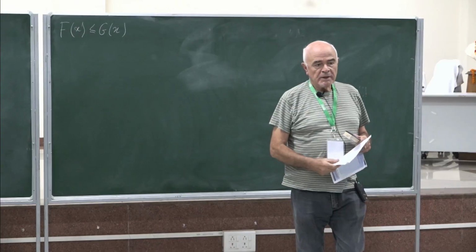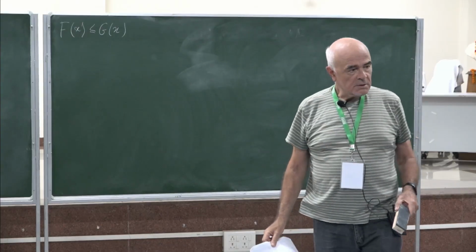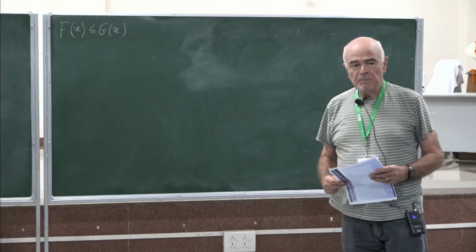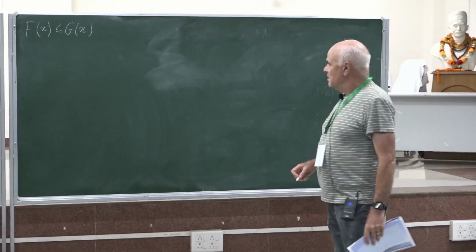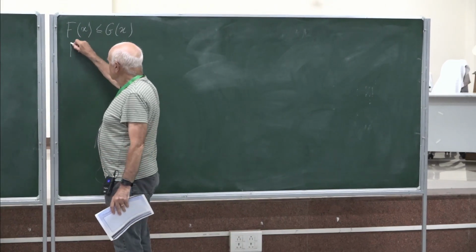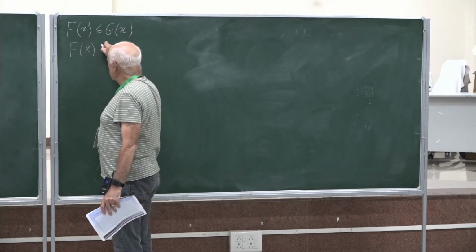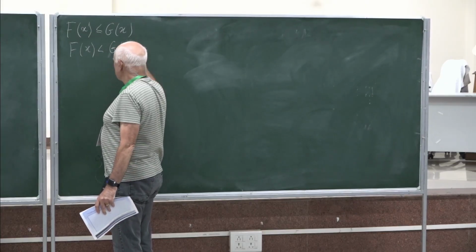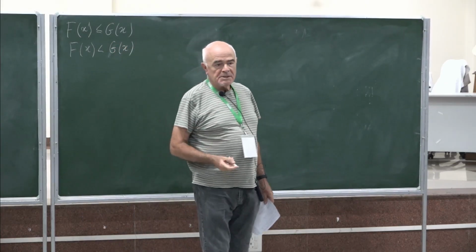But now we have to prove that equality holds. And let us do it by contradiction. Suppose not. Suppose for some x, we have a strict inequality. We will see that this is impossible.